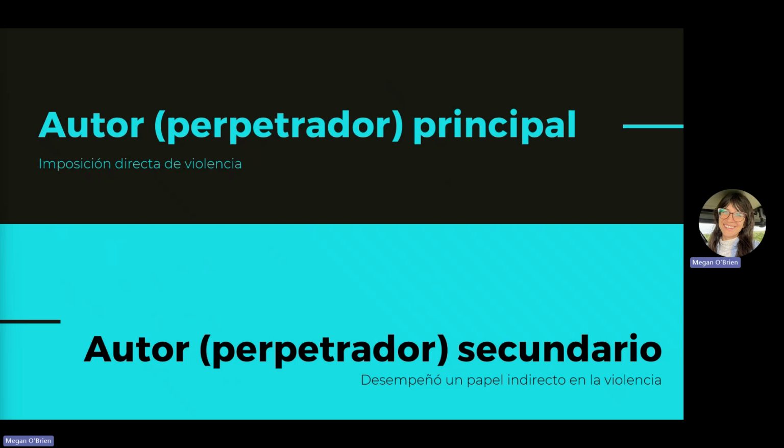Then we move into the section on the perpetrators. There's going to be a question on perpetrators on the intake form that's specific to the primary perpetrator. A primary perpetrator is the person or people that directly inflicted the violence or abuse against the survivor. Secondary perpetrators are the person or people who did not directly commit the violence against the survivor, but they played an indirect role in the violence through planning, instigating, ordering, or aiding in the planning, preparation, or execution of the abuse.